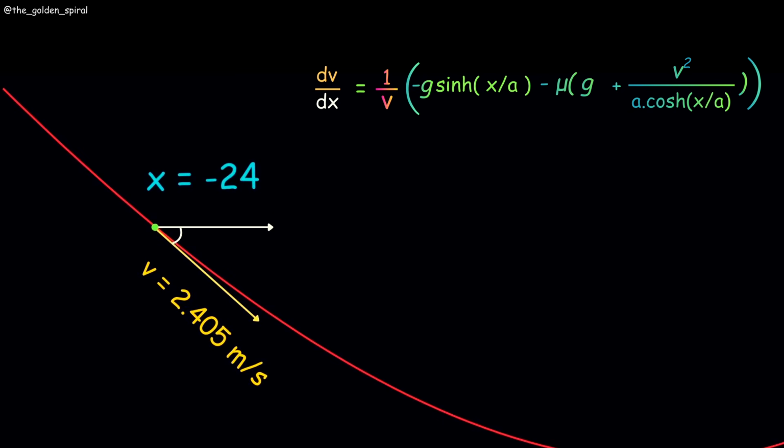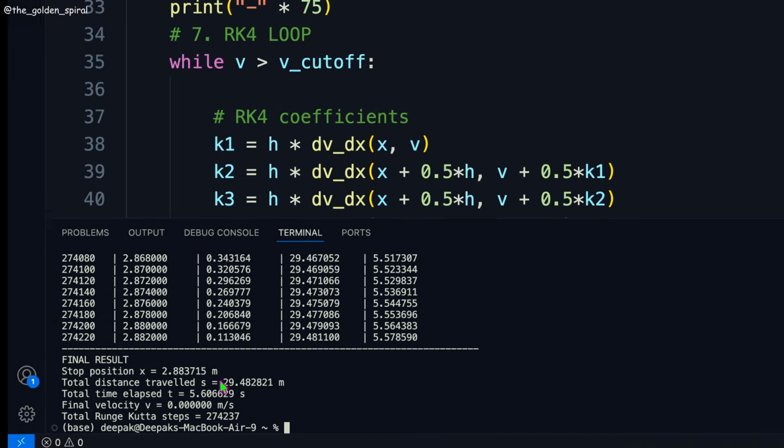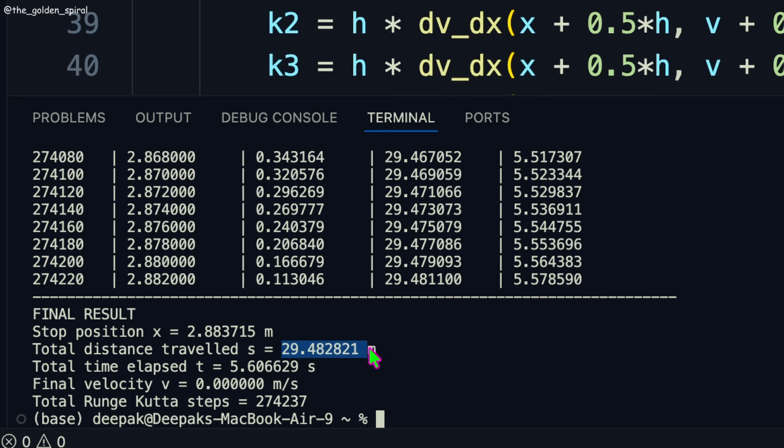We have velocity of 2.4 meters per second. Now there are ways to solve this equation, and we have a lot of them using numerical methods. We are going to use the Runge-Kutta method of fourth order to solve this ODE. It will take a lot of steps to solve this equation, so I wrote a Python code to make things easier and precise, which gives that he can travel a total distance of 29 meters, which is roughly 3 meters to the right of the vertex.